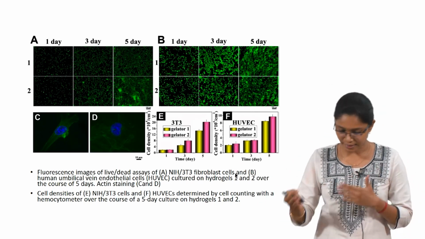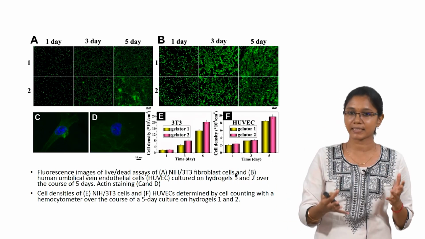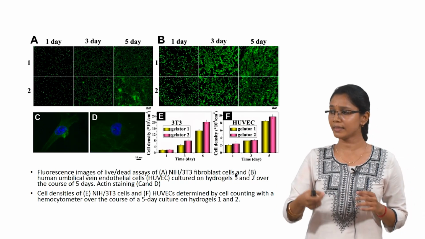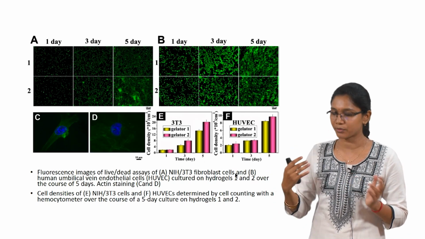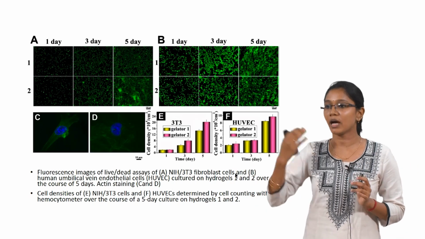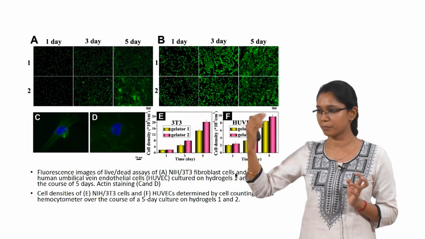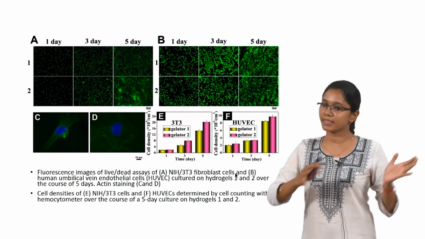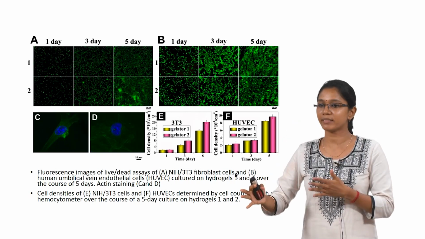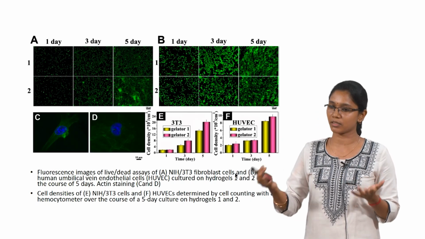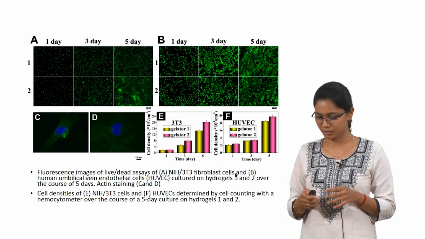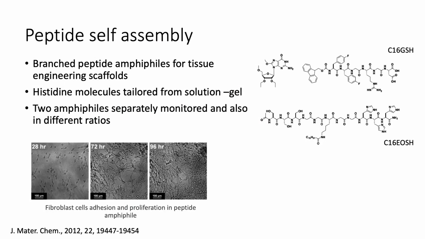And then we have C and D, where you have the actin staining that is happening. And then they have also calculated the cell density and the density percentage over a point of time to see how the proliferation has increased over a period of time. So all this shows that these peptide gels can be used effectively for our tissue engineering applications for nice cell adhesion and then proliferation. So this is another peptide self-assembled molecule where they have a peptide AMP file.